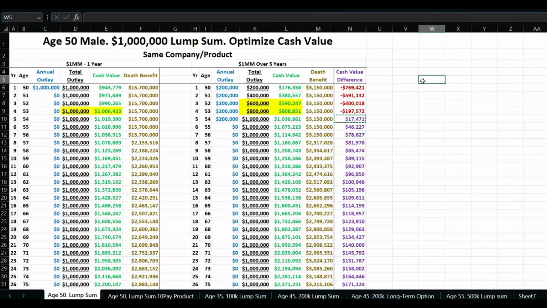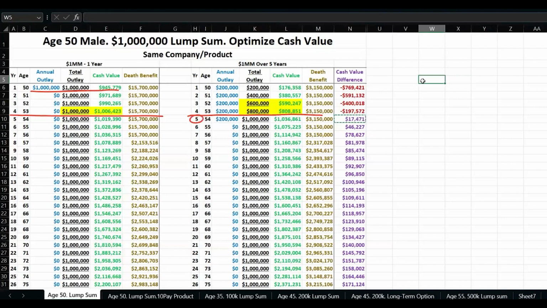So what do you notice here? We've got the 1-pay on the left and the 5-pay on the right. This is interesting stuff, isn't it? The first year, you're going to have more money in the 1-pay because you got it all in up front, and you'll actually have more money through the 4th year because you've gotten $1 million into the policy, whereas over here, you've only gotten $800,000 in.